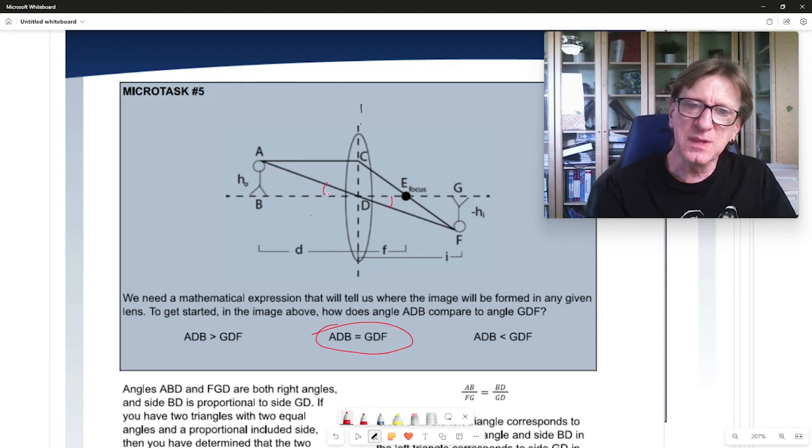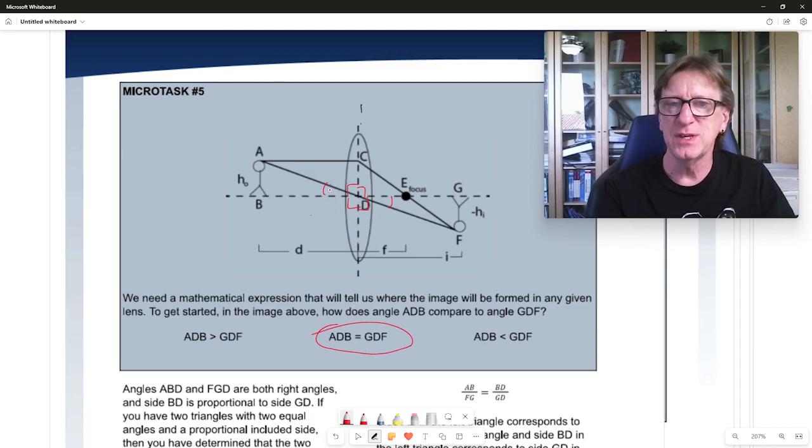So I've taken this and I've cut it in half. So this is my right angle, and this is a right angle, and this is a right angle, and this is a right angle. So any way that you divvy it up, you're going to find that this angle is going to be equal to this angle.